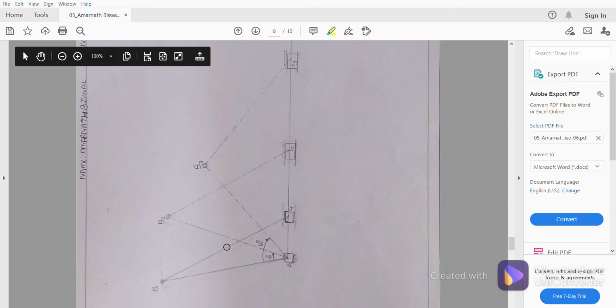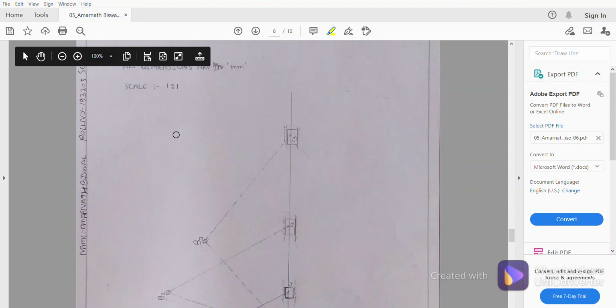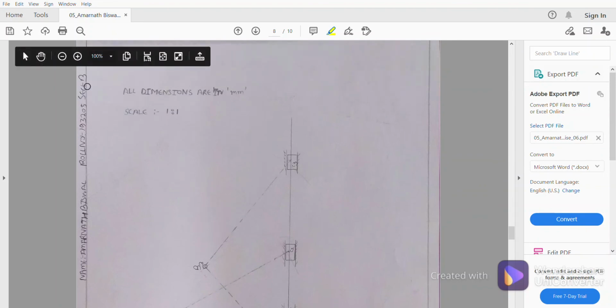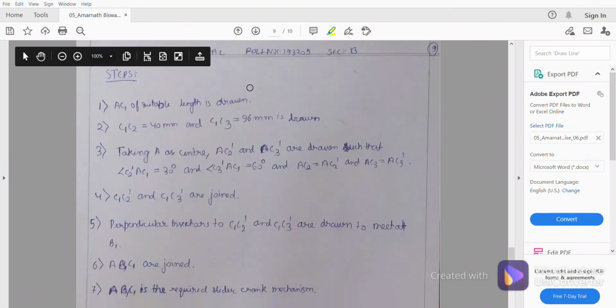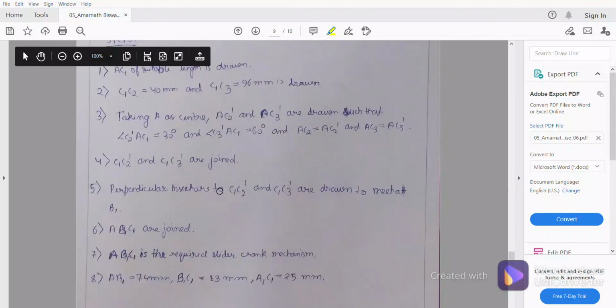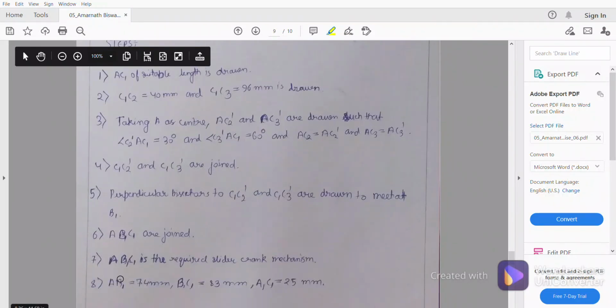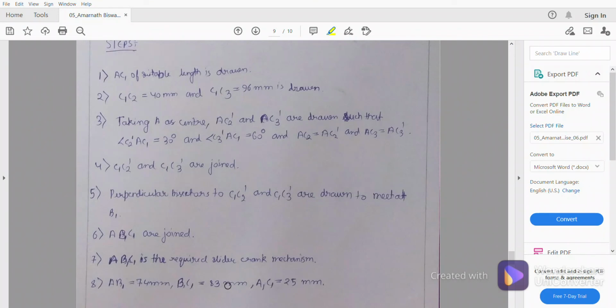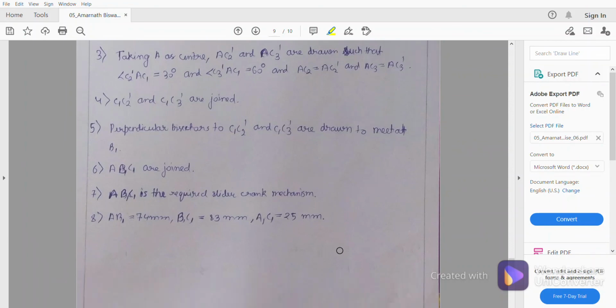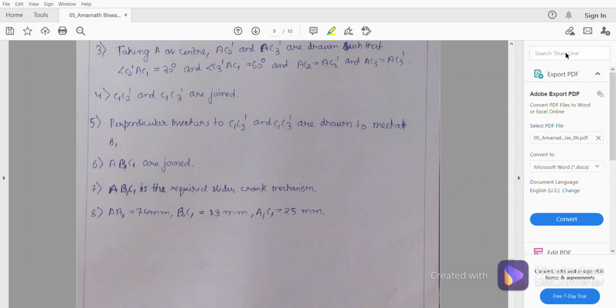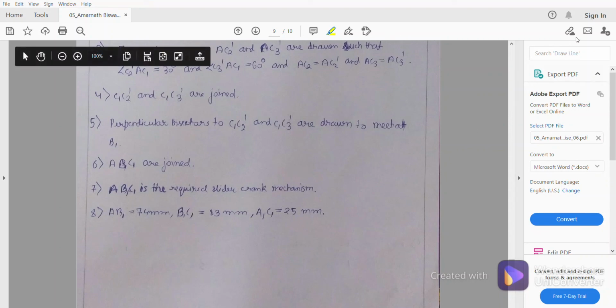So what dimensions did I get? Our dimensions are in mm, and the scale is taken as 1:1. These are the steps. In the end we got the AB1 length as 74, B1C1 as 83, and A1C1 as 25. I will explain the last problem in the next video. Till then, bye. Thank you.